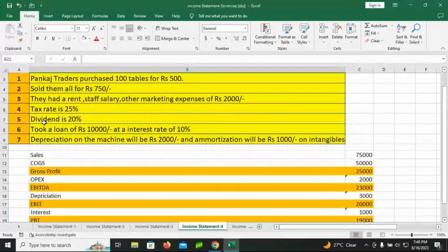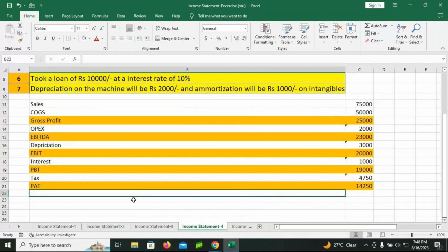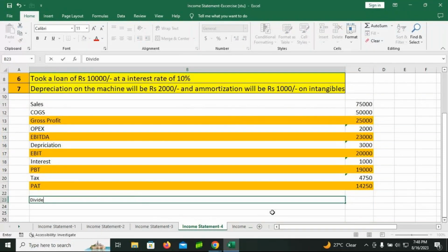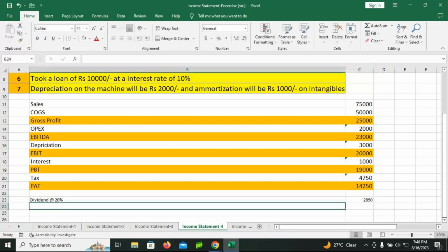Here they are talking about dividend. So dividend is 20%. Dividend means the retained profit, I have to divide it equally to the shareholders. So this will be coming as a surplus. Here I'll give it as dividend. Dividend at 20% they are telling, so 20% I'm going to apply. 14,250 into 20%. So 2,850 is my dividend, which I'm going to share equally amongst the shareholders.